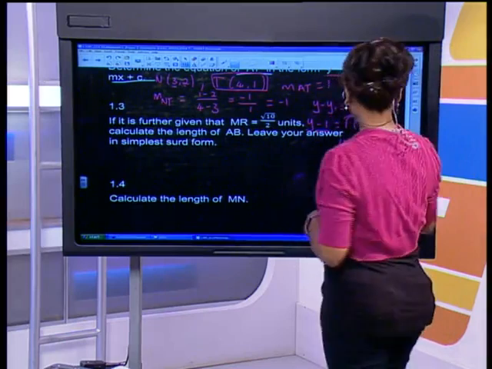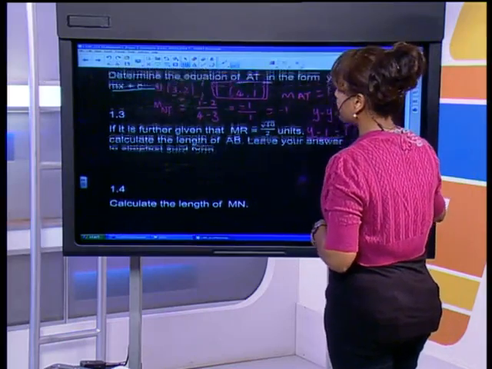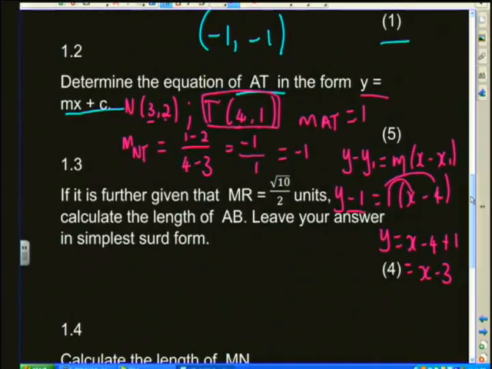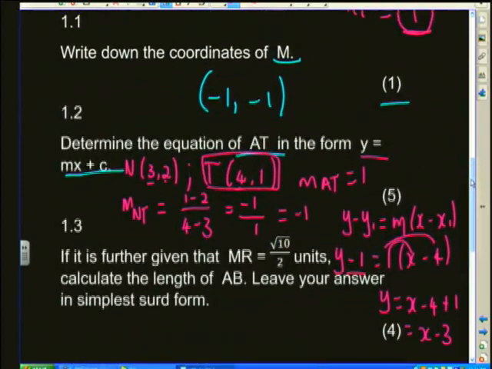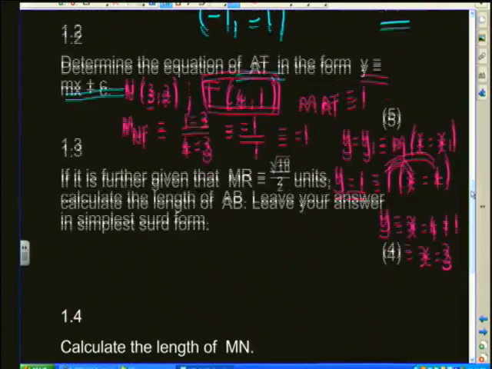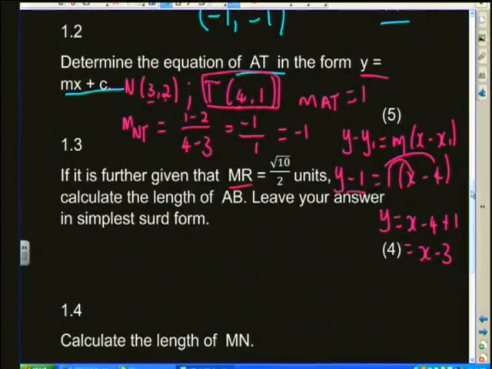Okay, let's move on to part 1.3. All right, now here they start talking about circle M. They tell you that it's further given that MR, which we will go up and have a look at in the diagram now, MR is equal to root 10 over 2. They want the length of AB, which remember they told you in the question was the chord of circle center M. They ask you to leave your answer in simplest surd form.